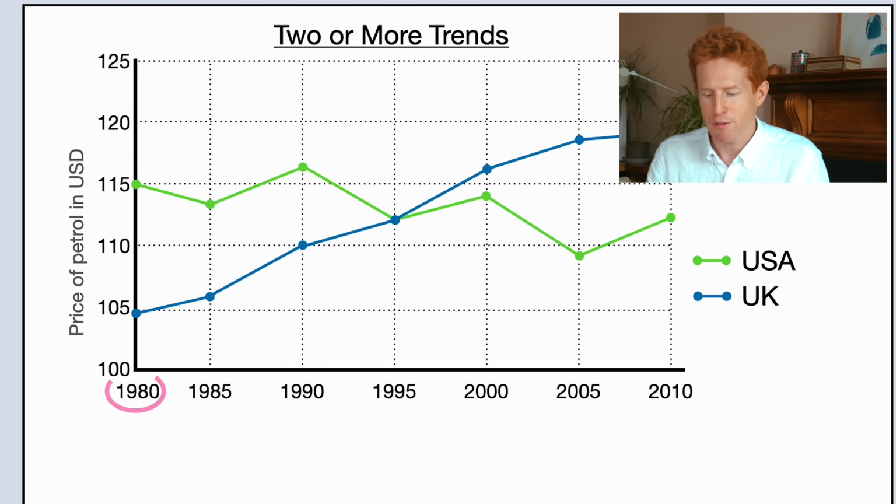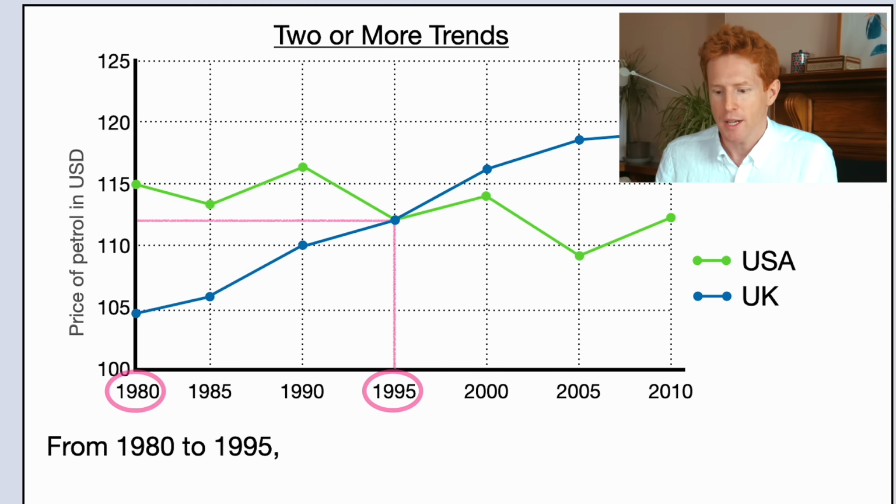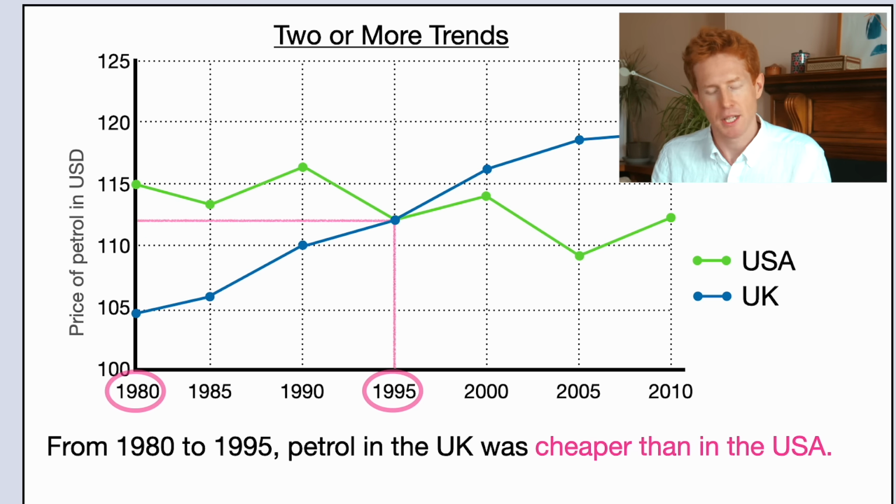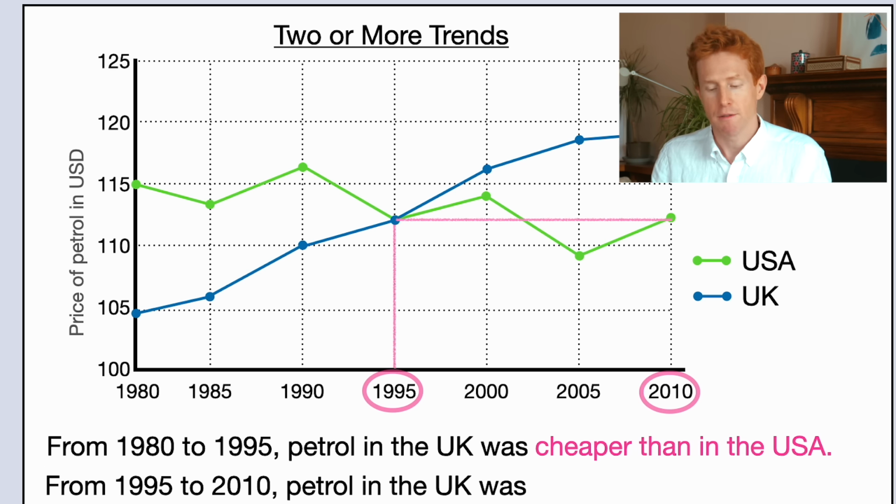First of all, let's look at the difference between 1980 and 1995. From 1980 to 1995, petrol in the UK was cheaper than in the USA. Now, in contrast, from 1995 to 2010, petrol in the UK was more expensive. So these are comparative phrases. Comparative phrases are great for boosting your score in academic task 1.